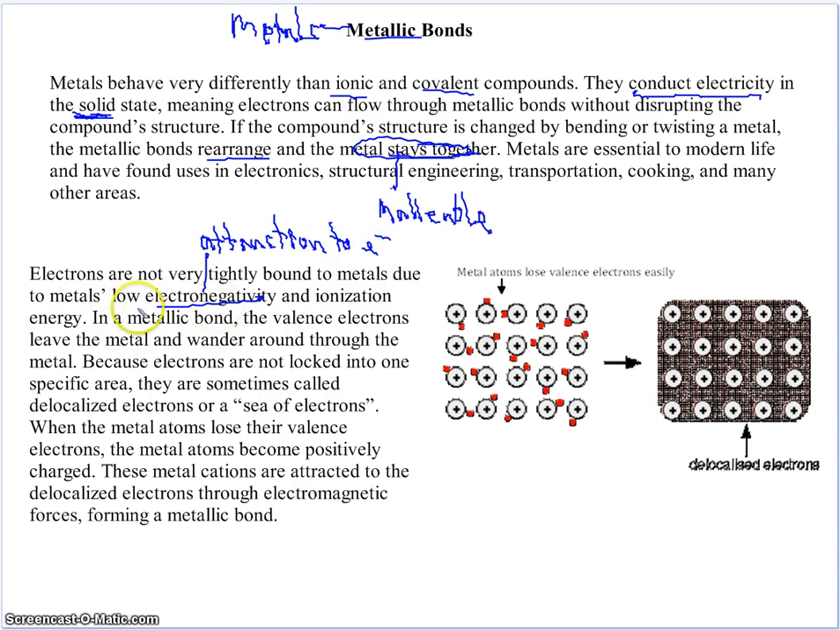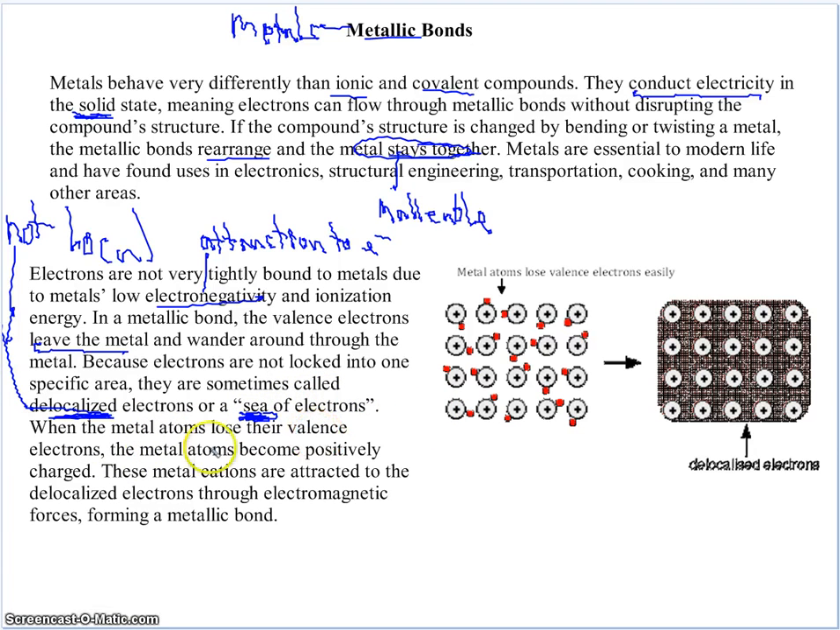In a metallic bond, the valence electrons leave the metal and wander around through the metal. Because electrons are not locked into one specific area, they are sometimes called delocalized. So delocalized means not local, right? They can go wherever they want. Or a sea of electrons, right? They're everywhere at once, and it's like the cations are like the boats.